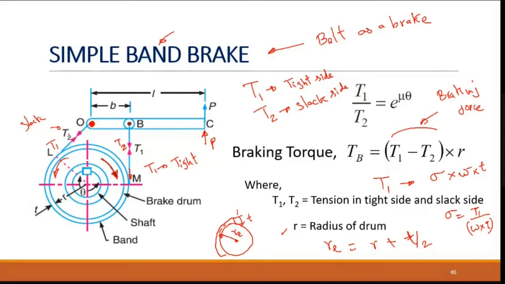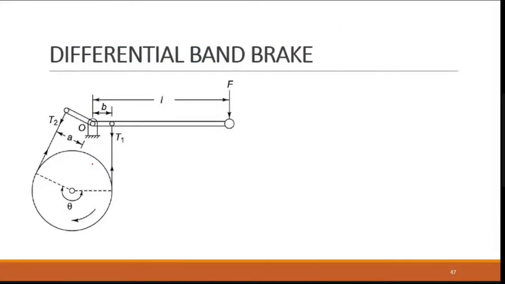So whatever I take moment, you can see that the moment value will be the same, whether it is rotating in clockwise or anti-clockwise. It doesn't matter. There is no difference in that, right? So that's why there is no self-locking in this type of brake. For simple brake, there is no self-locking. The next one, we have something called the differential band brake.